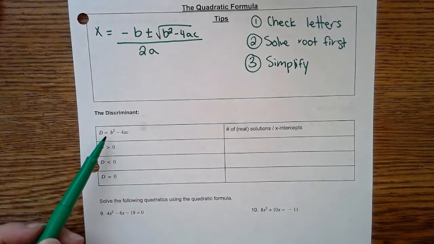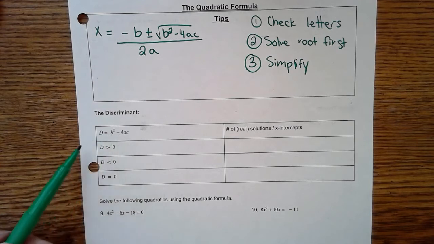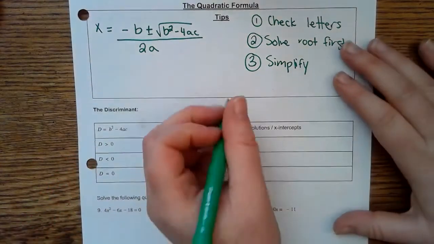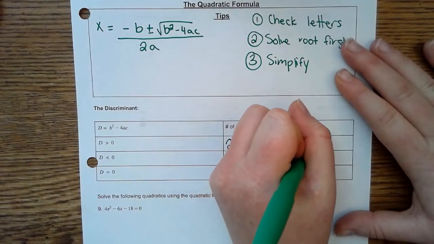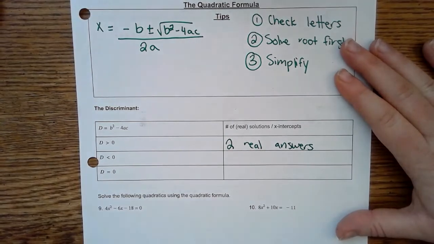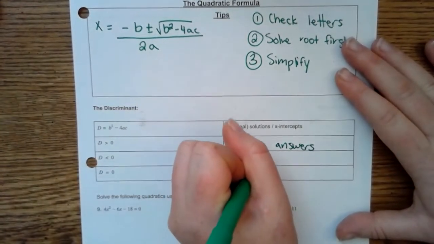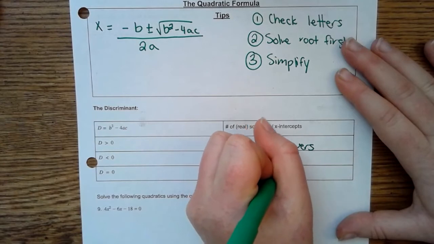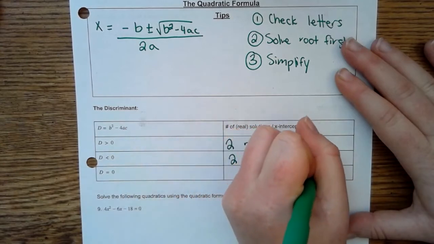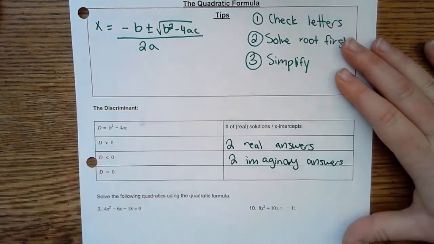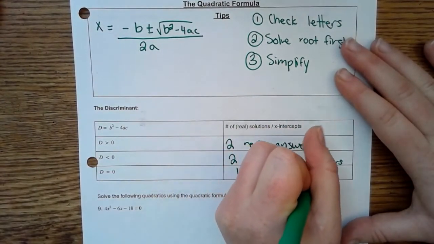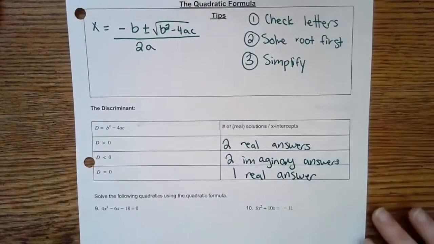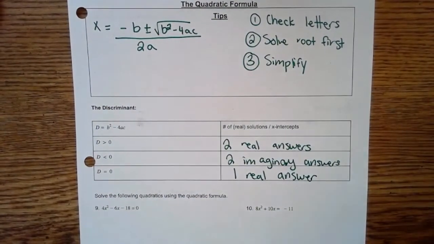So for example, if you just do b squared minus 4ac and your value is greater than 0, you'll have two real answers. If it's less than 0, you'll have two imaginary. If it equals 0, there's one real solution or one real answer. Okay, let's put this into practice and see how we do.